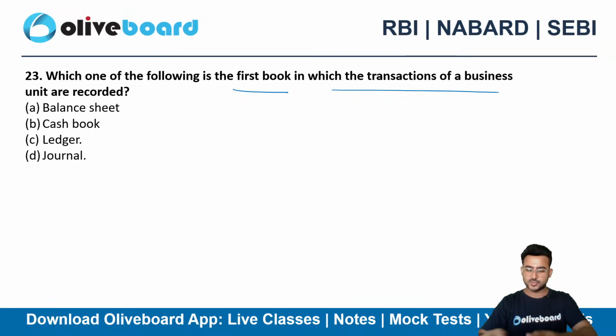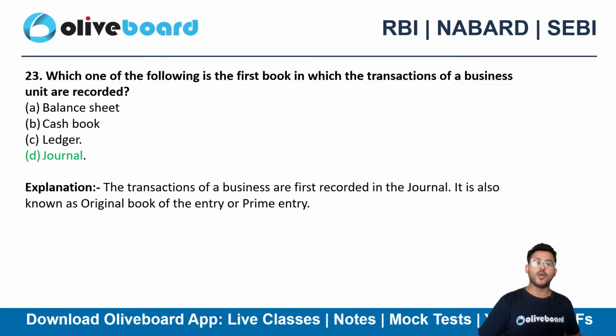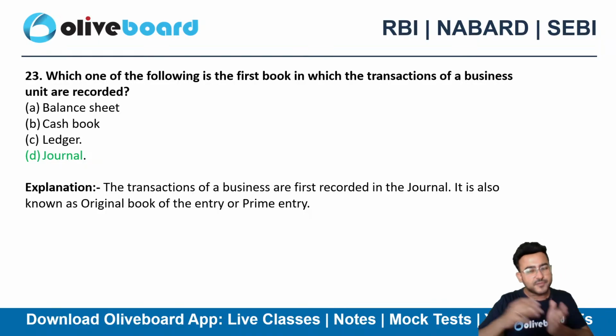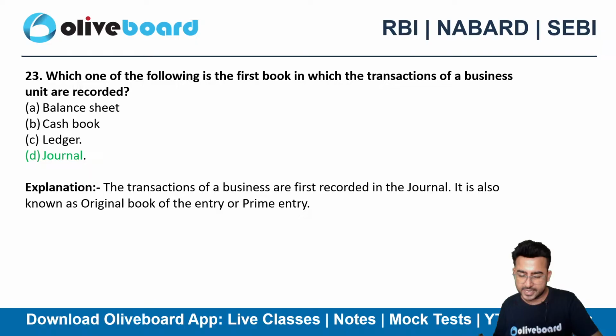The correct choice here is obviously journal. We call it as book of primary entry. Why we call it as book of primary entry? Because it's the first time that I have recorded a transaction.